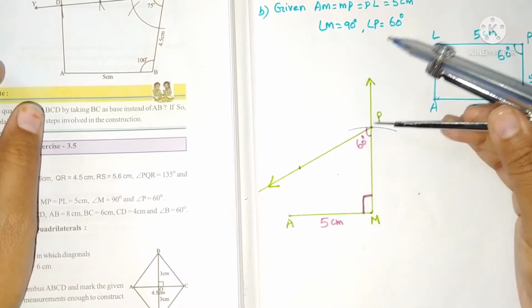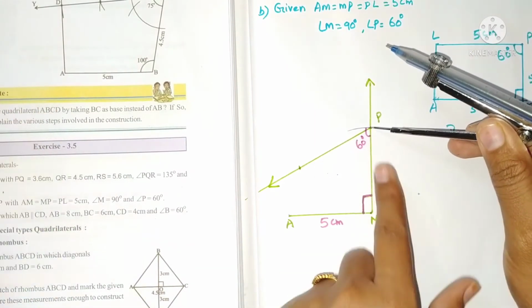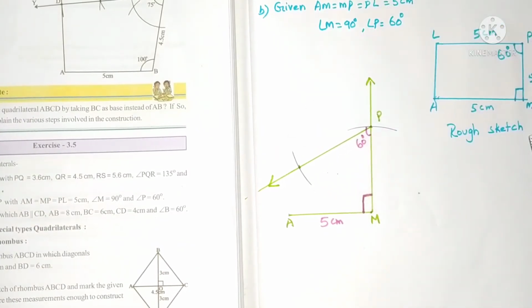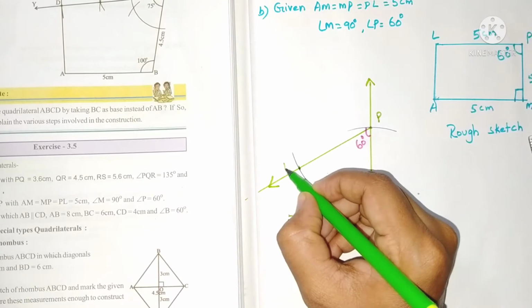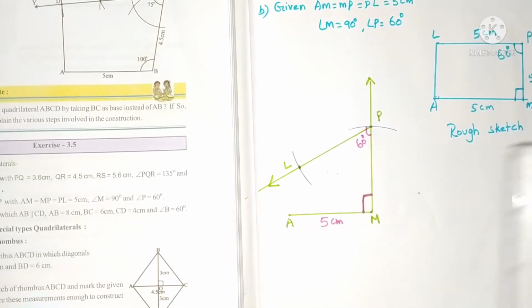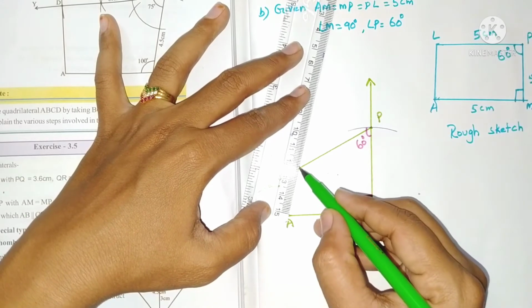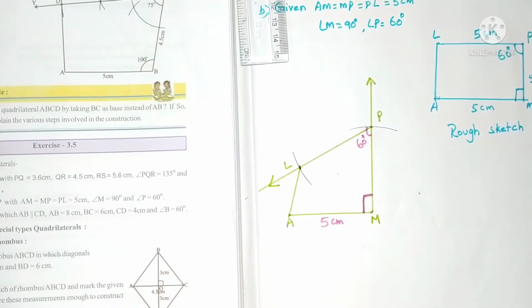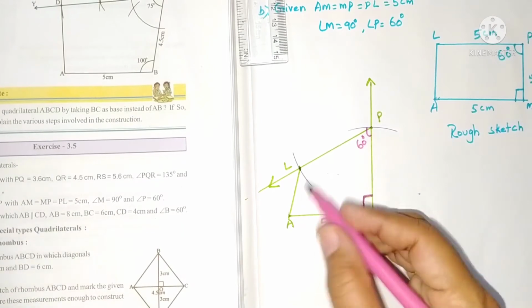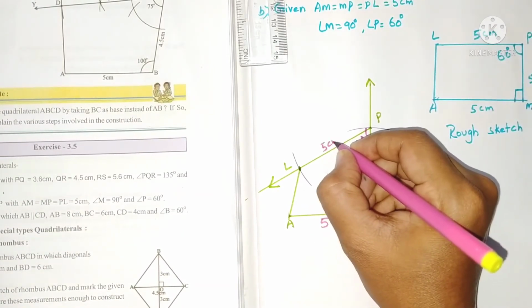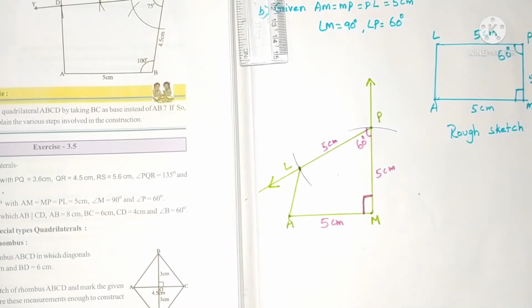So measure the same 5 centimeters and with P as center, draw an arc onto this ray. It intersects at L. Okay, now just join this A and L. This is the required quadrilateral LAMP.